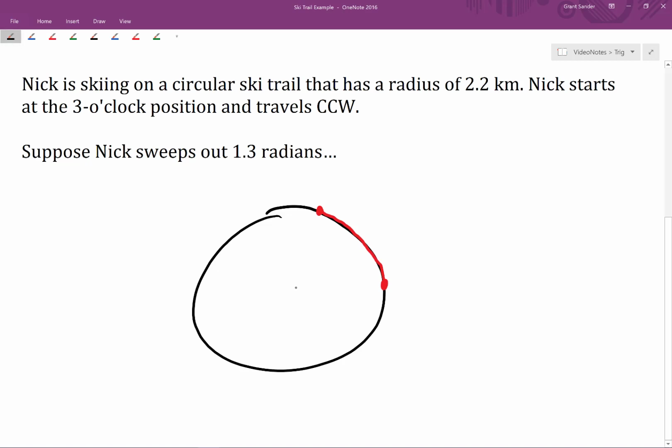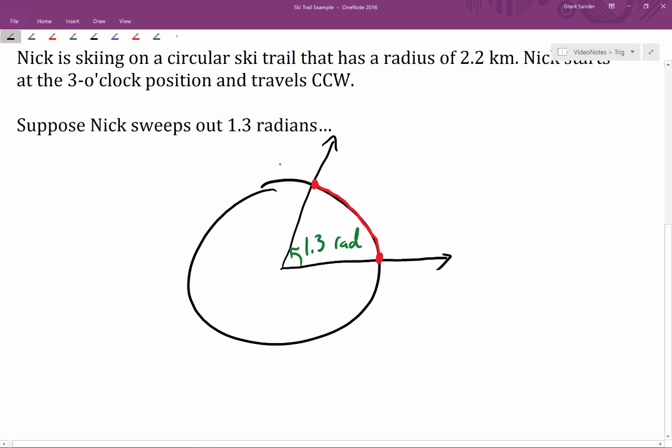So if we imagine an angle whose vertex is at the center of the circular ski trail and whose rays cut off that path that Nick actually travels, then this angle has a measure of 1.3 radians. So if we imagine a vertical and horizontal diameter passing through the circular ski trail, so we'll try to draw these in, then we can use the sine and cosine functions along with that angle measure to talk about that terminal point's location relative to the center of the ski trail. So this is where Nick stops skiing. We can talk about that location using the sine and cosine functions.